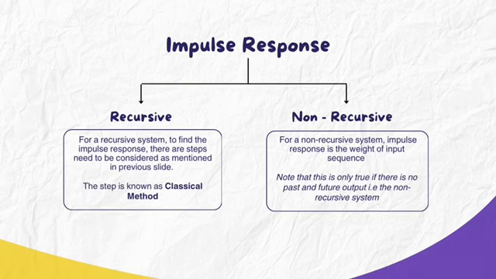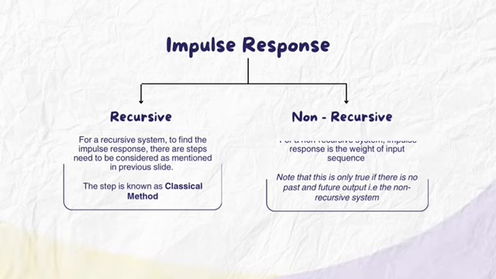For the impulse response, we have recursive and non-recursive systems. For a recursive system, to find the impulse response, some steps need to be considered, as mentioned in the previous slide. The steps are known as the classical method. Meanwhile, for a non-recursive system, the impulse response is the weight of the input sequence. Note that this is only true if there is no past or future output in the non-recursive system.